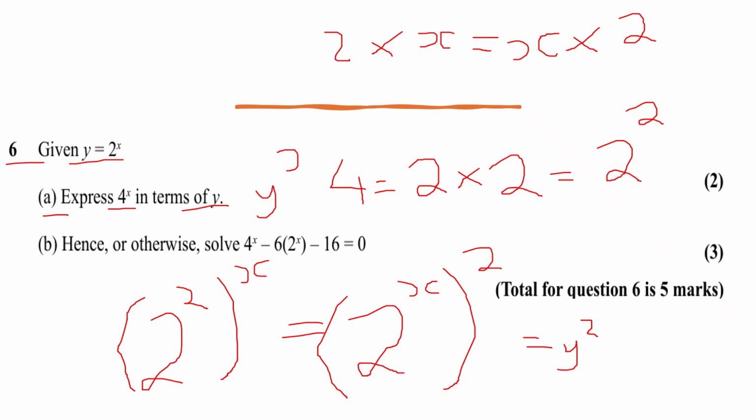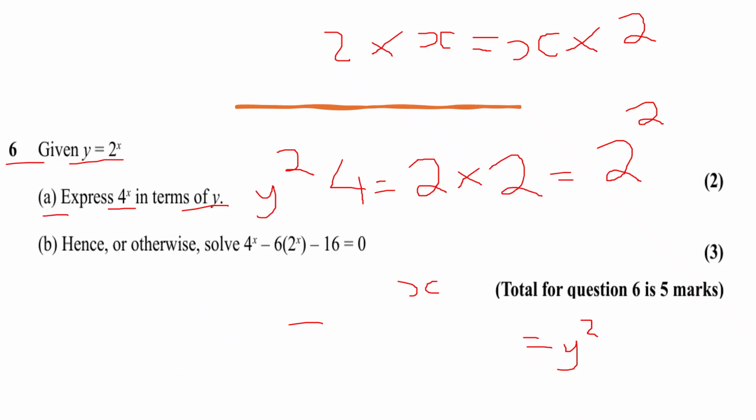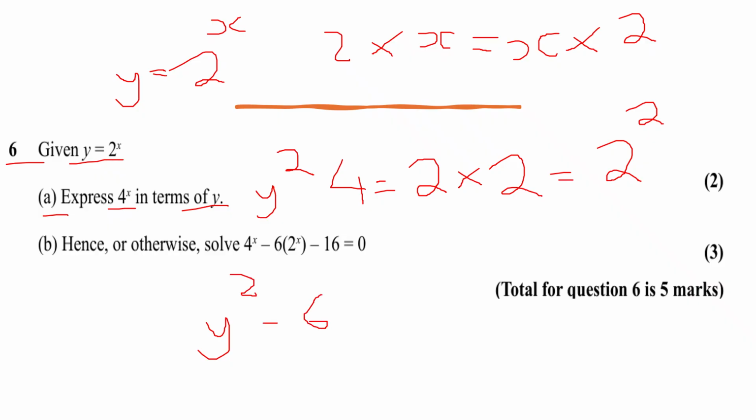What about part B? Hence or otherwise, solve this equation: 4 to the x minus 6 brackets 2 to the x minus 16 is equal to 0. We are going to use our trusty substitution of let y equal 2 to the x. Obviously, from part A, 4 to the x will become y squared. So you have y squared minus 6 lots of y, because it's 6 times 2 to the x, so 6 times y, minus 16 is equal to 0.